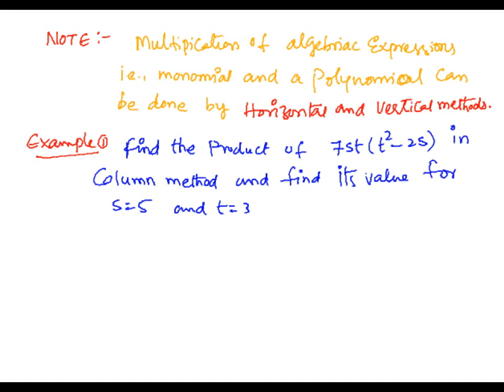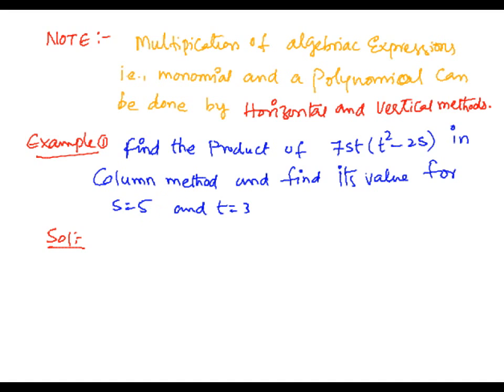So, we have to find out the product of 7st with t square minus 2s, in which t square minus 2s is the polynomial consisting of 2 terms, and we have to multiply it with the monomial, that is 7st. Later we will get a result, that is the resulting expression. We have to multiply these two expressions in a column method. After getting the result, we have to find out the expression's value by substituting s as 5 and t as 3.